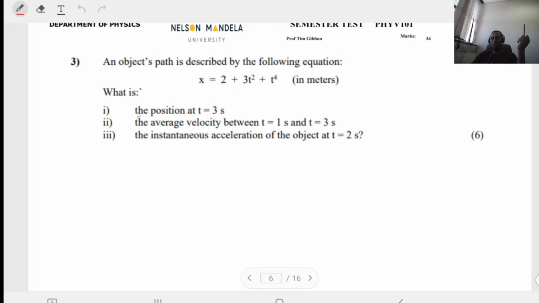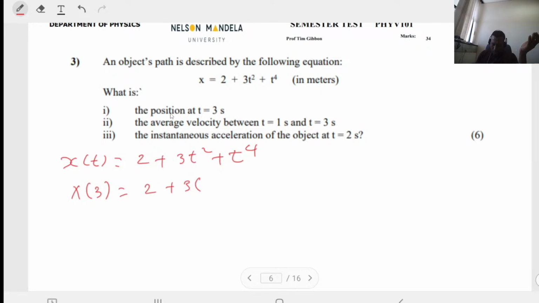Then it asks question number 1: what's the position of this object at t equals 3? This is a plug-in question, basically. I know x of t is given by 2 plus 3t squared plus t raised to 4. Then x of 3, when t is equal to 3, would be 2 plus 3 into 3 squared plus 3 raised to 4. The rest is mathematics.